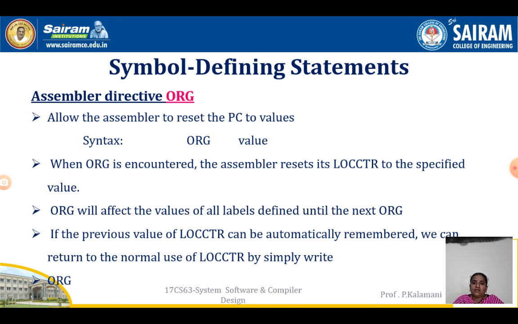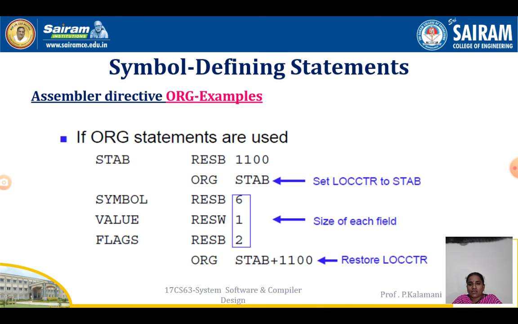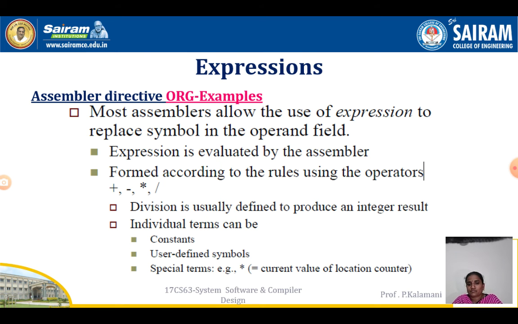Then ORG is an assembler directive. Wherever ORG is encountered, the assembler resets its location pointer to the specified value. By default, the location pointer holds the address of the next instruction to be executed. Suppose we want to change it, then ORG should be used. So ORG STAB, then the location counter is set to STAB and other things are modified according to that. That is an ORG example.